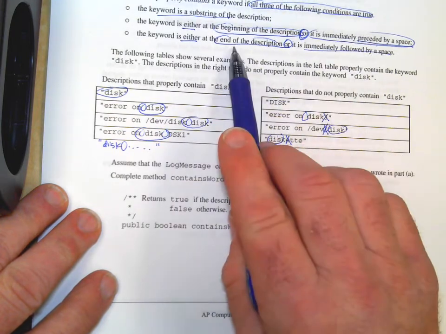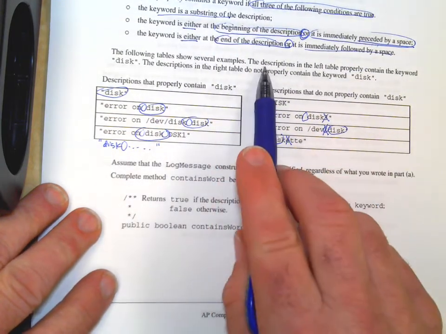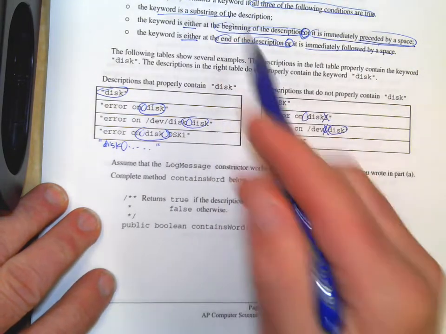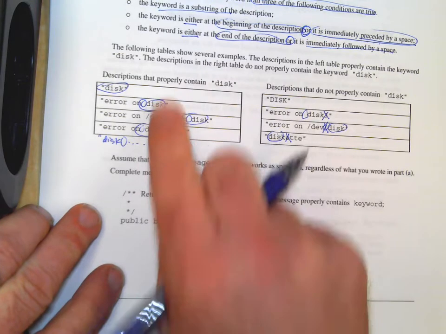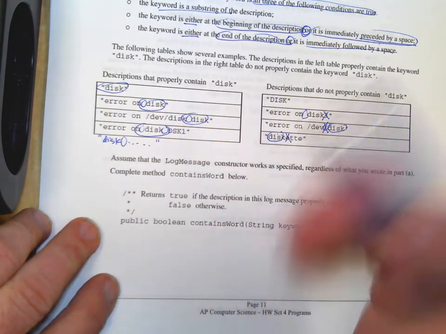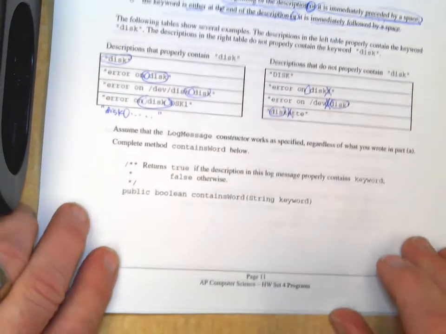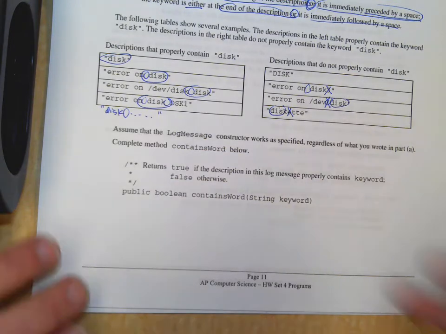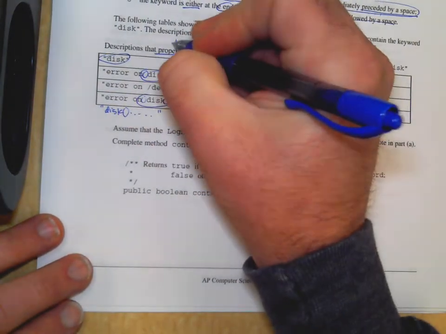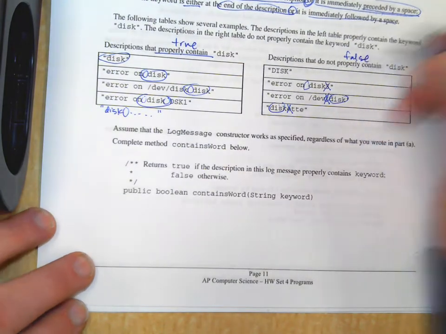If it's at the end and not at the beginning, then it has to have a space before it. So all three of these things have to be true. One part of them has to be true. This gives you some good examples of what to look for. We really want to break it down into a few different scenarios. These properly contain the word, so you want to return true if it's these, false if it's these ones.